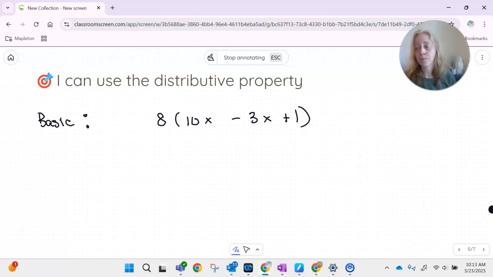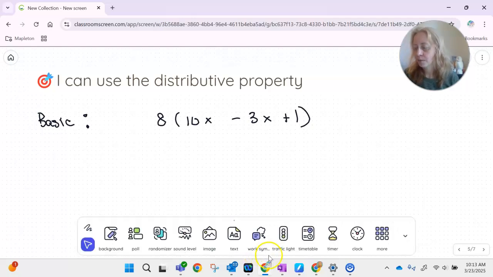So just like last time, you're taking your notes on a piece of paper, you're putting in today's date, and you are writing this title, I can use the distributive property. Okay, once you're ready, be sure to unpause. So pause if you need to take a second to do that. Unpause when you're ready. And let's get started.